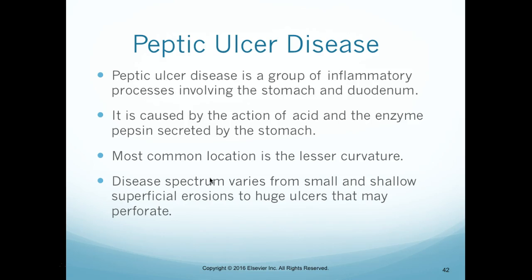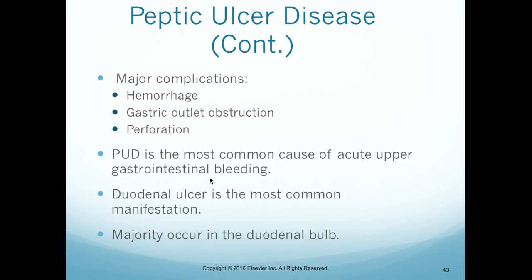All right, so peptic ulcer disease. Peptic ulcer disease is a group of inflammatory processes involving the stomach and the duodenum. It is caused by the action of acids and the enzyme pepsin secreted by the stomach. Its most common location is the lesser curvature. So peptic ulcer disease, lesser curvature. The disease spectrum varies from small and shallow superficial lesions to huge ulcers that can perforate. It's not good. The complications are hemorrhage, so bleeding, gastric outlet obstruction, and perforation.